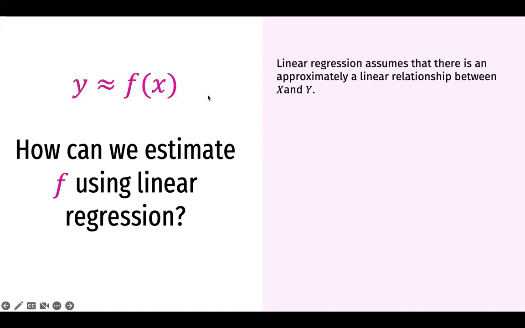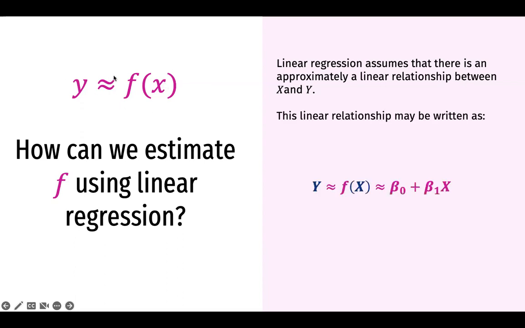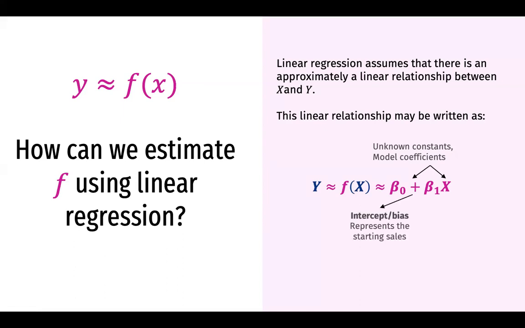Linear regression assumes that there is an approximately linear relationship between the features x and the response y. And this linear relationship may be written this way. We have beta naught plus beta 1x, wherein the beta naught and beta 1 are unknown constants or model coefficients. And beta naught is the intercept or bias. Essentially, in the concept of the advertising, it is the starting sales or the starting value.